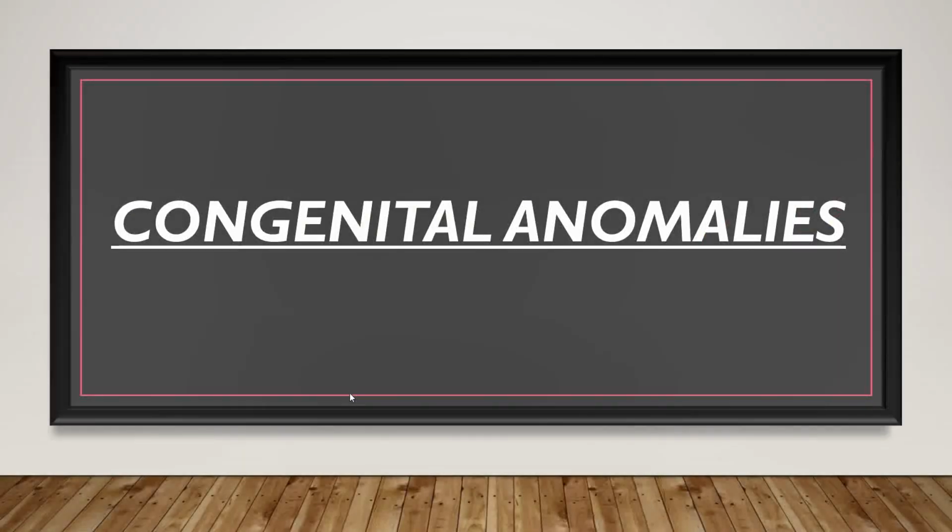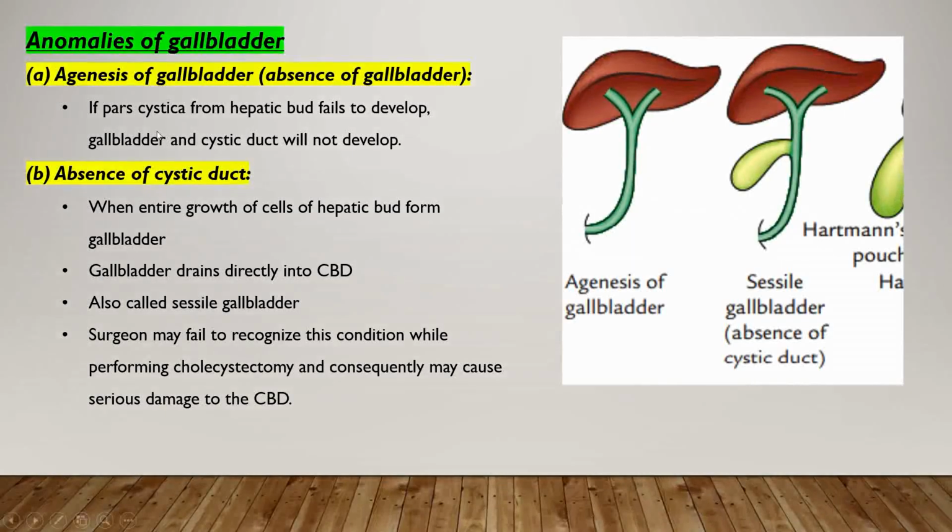Congenital anomalies related to the gallbladder and cystic duct. So, there can be agenesis of the gallbladder. There is no gallbladder here. If the pars cystica from the hepatic bud fails to develop, the gallbladder and cystic duct will not develop.